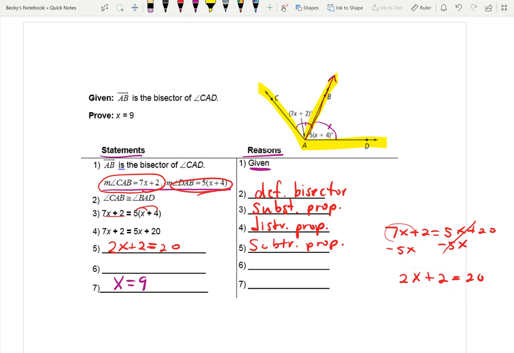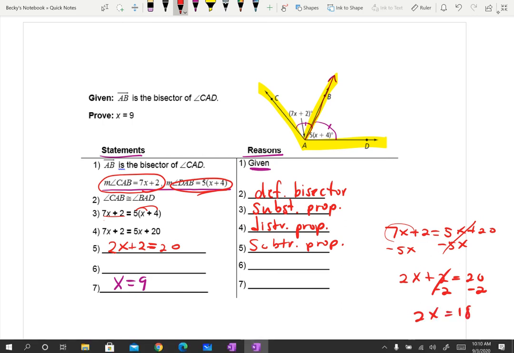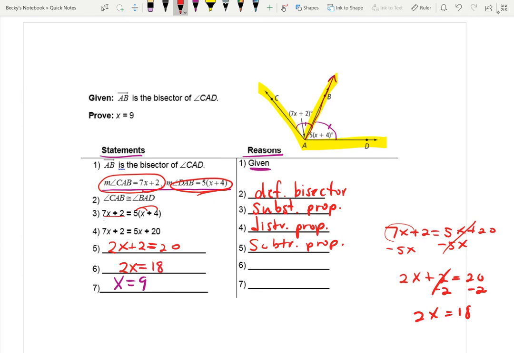All right, let's go back over to our scrap work. What's next? I would subtract 2. So 2x equals 18. So I come over here to step 6 and say, okay, 2x equals 18. What did I do? I subtracted again.